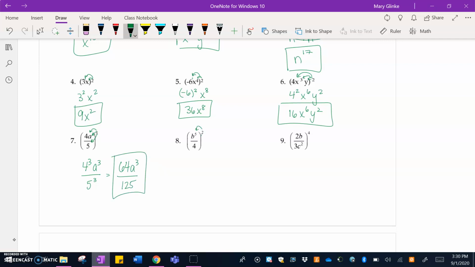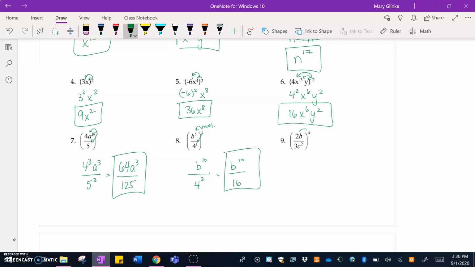Number 8 is similar. We're going to distribute the square to everything here. When we distribute it to b to the 5th, we are multiplying the exponents. And it's going to be 4 to the 2nd power when we multiply the exponent of 1 times 2. So it's b to the 10th over 16.